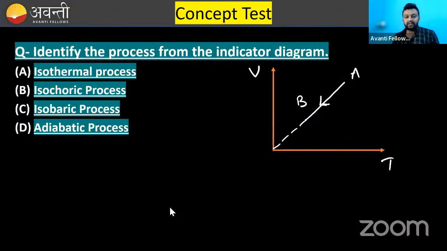The question on your screen, you will need, I think, 40 seconds to solve. 40 seconds will be enough. The question says: identify the process from the indicator diagram. So this is the indicator diagram. Everyone should comment what is the process happening here. Options are isothermal, isochoric, isobaric, and adiabatic.